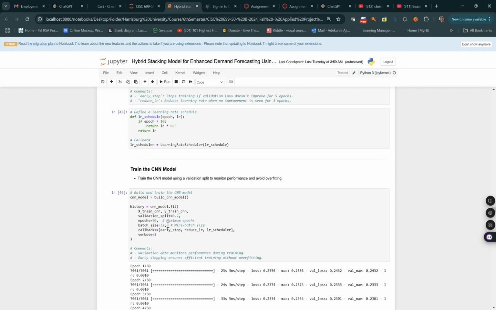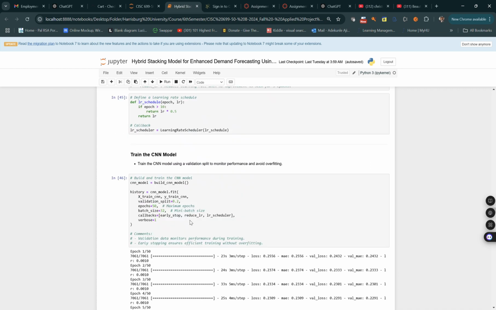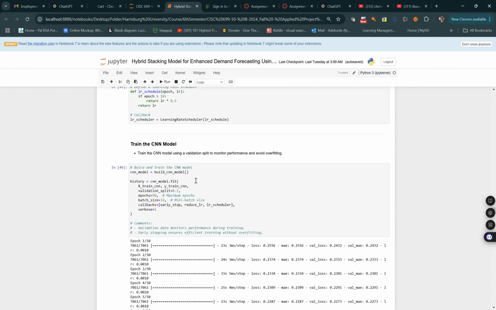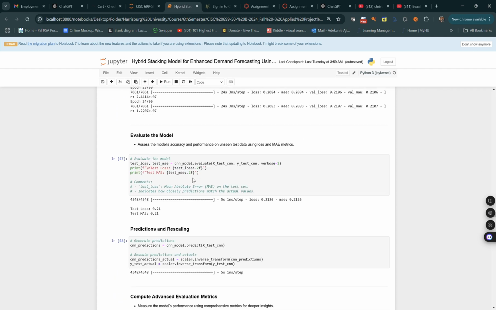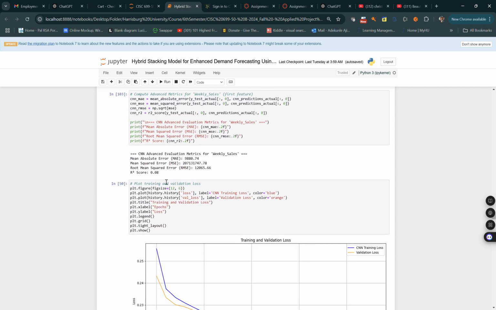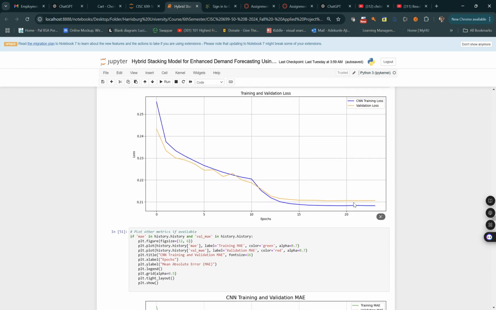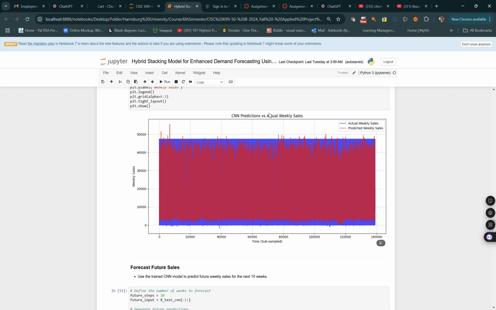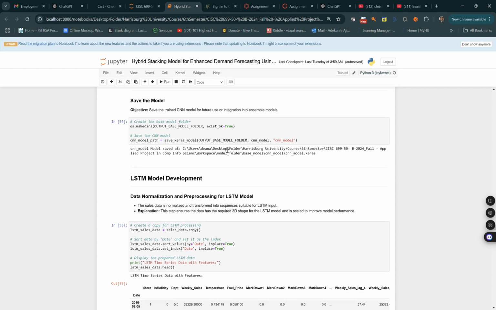So the model was trained, and I used 50 epochs, because for this training I used AutoML to get the best fit for this model. And here is what I have, which is 0.88. We discovered that it actually performed poorly, and this is the training and validation loss. The model didn't perform well, and we did the future forecasting, the CNN prediction versus actual weekly sales.